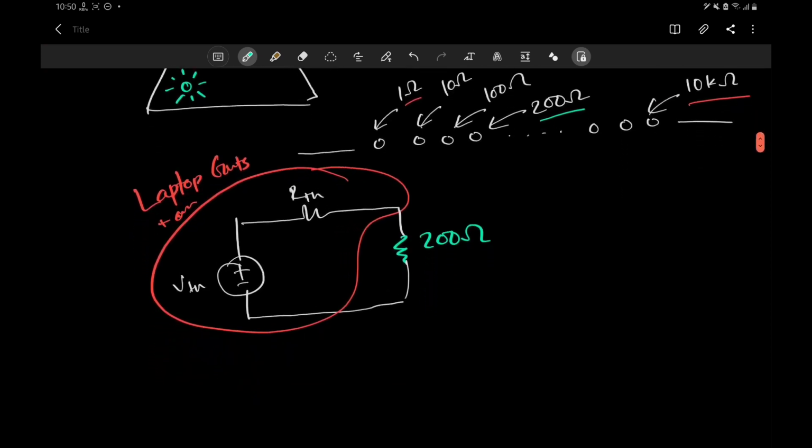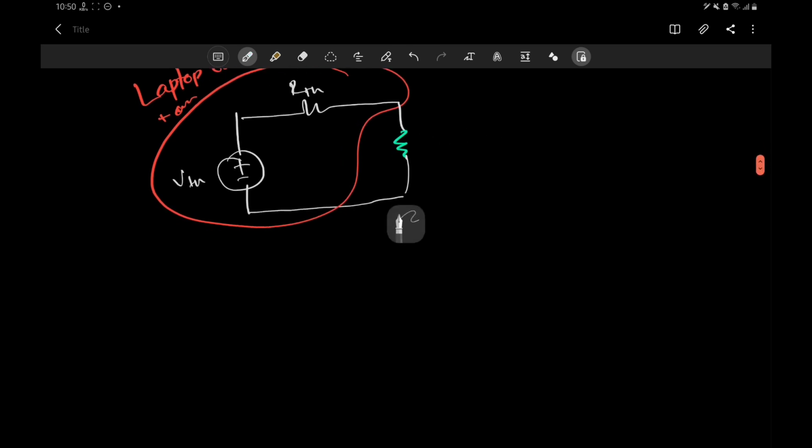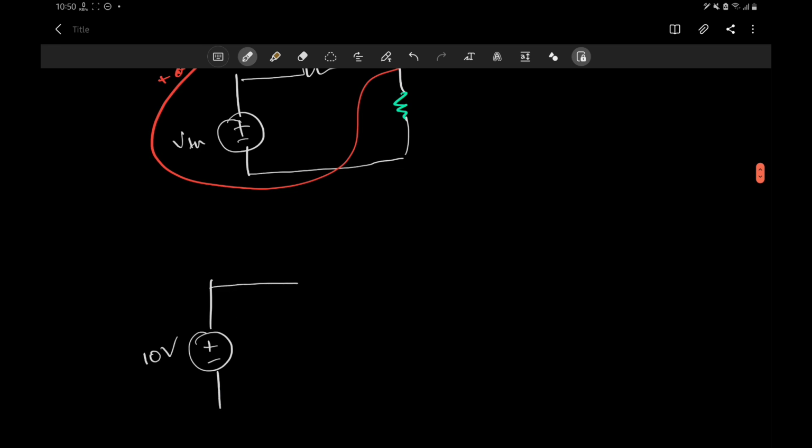I think a value might be very good here. So let's say the Thevenin's voltage here was 10 volts, and the Thevenin's resistance was, let's say, 200 ohms. This is the Thevenin's resistance, so this is the laptop guts' equivalent resistance. This is not the light bulb. And first of all, you are using the 10 kilo ohm one.